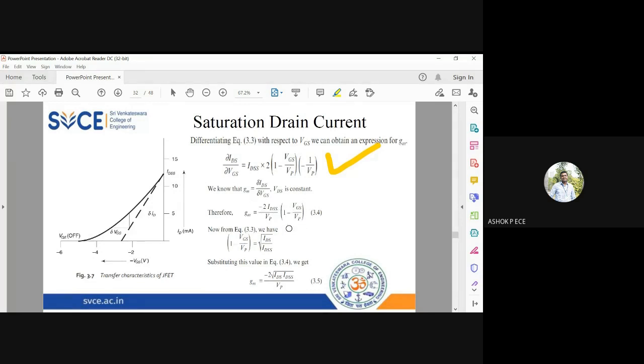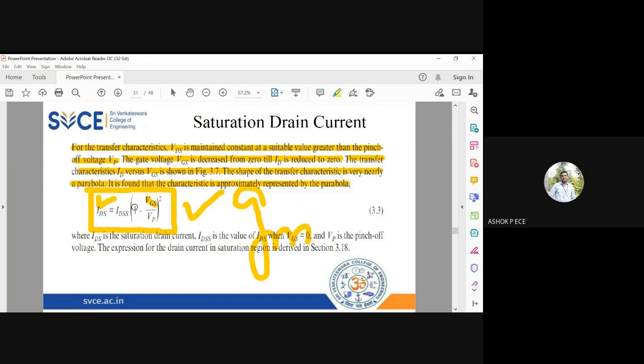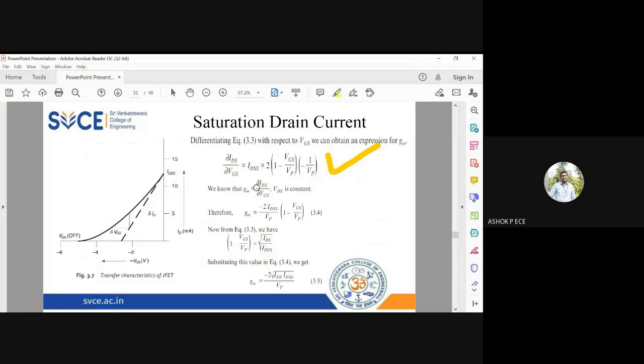Now you know that from the previous expression, I can find what is 1 minus VGS by VP. If you take that equation and take the square root on both sides, 1 minus VGS by VP is the square root of IDS by IDSS. If I substitute that in the minus 2 IDSS by VP expression and simplify, this is the value of GM I get. So GM is going to be minus 2 into the square root of IDS into IDSS, divided by VP.